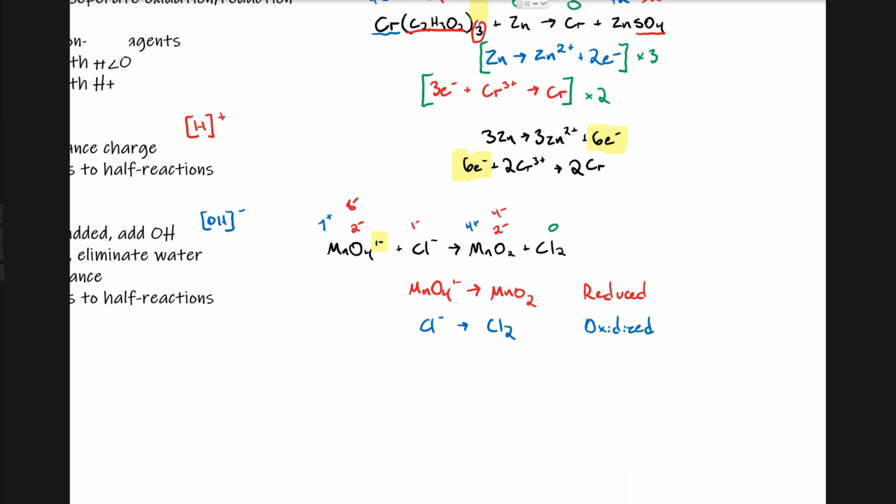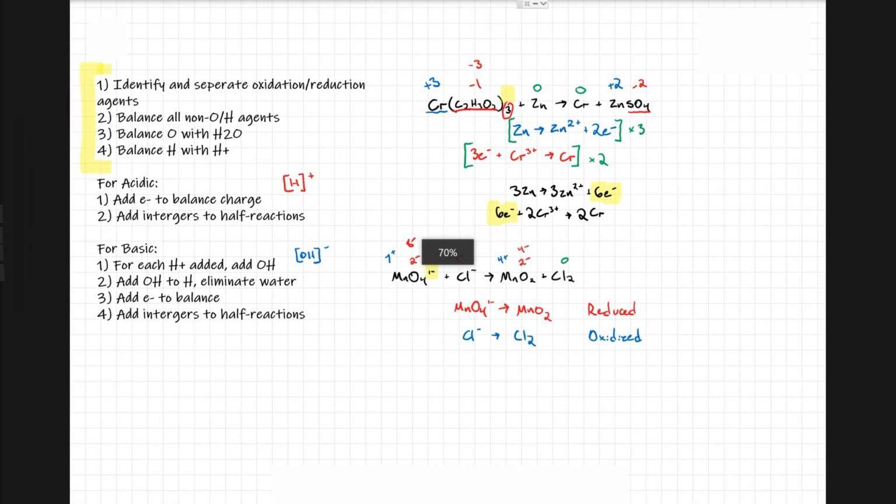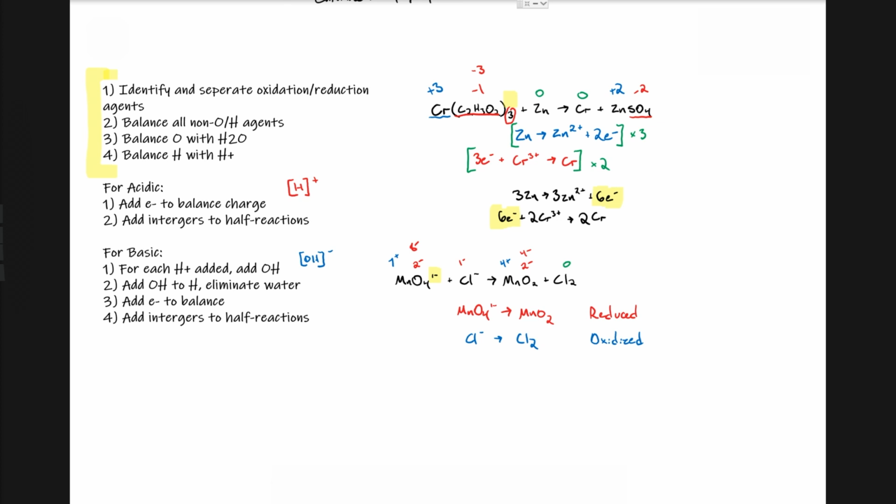Going back to our steps, step number 1, identify and separate oxidation and reduction agents. Okay, done. Step number 2, balance all non-oxygen and hydrogen reagents. Let's balance these. Manganese looks pretty balanced to me. 1 manganese on the left side, 1 manganese on the right side. What about our chlorine? Well, we have 1 chlorine on the left, 2 chlorine on the right. That's not balanced. So we're going to have to throw a 2 in front of the chloride ion right there.